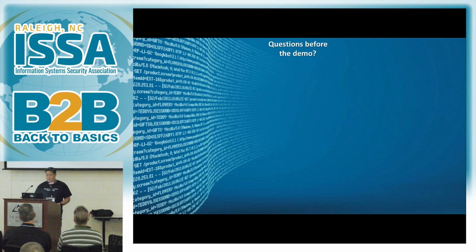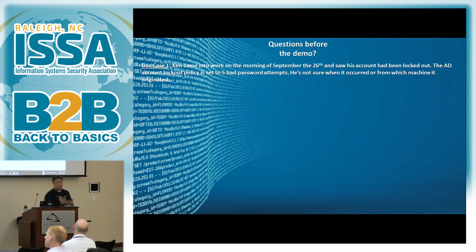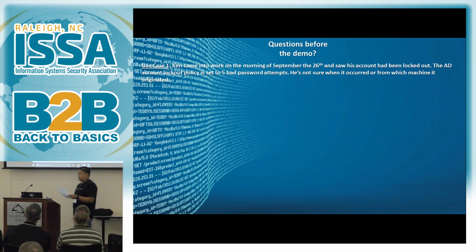So I'm going to pop into Splunk here, and I'll blow this up a bit. I'm going to go through some use cases. These are some of the real-world use cases that I've had using Splunk all these years. So, first use case: Ken comes into work on the morning of September 26th and sees his account had been locked out. The AD account lockout policy is set to 5 bad passwords, and he's not sure where it occurred or which machine it originated from.